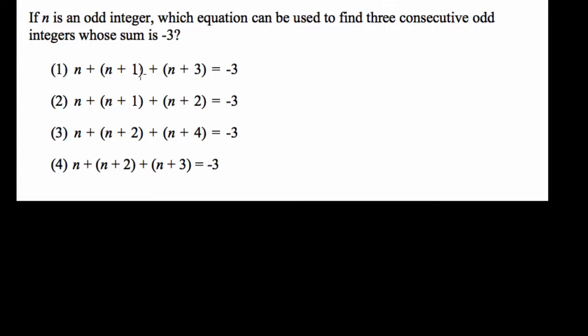In this problem, they tell us that n is an odd integer, and they want to know which equation can be used to find three consecutive odd integers whose sum is -3. Well, consecutive odd integers, what are they?